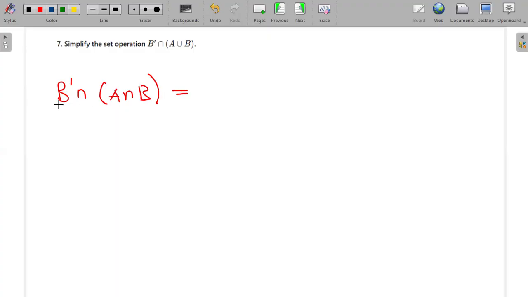So I'll say this B complement here is expanded to the A. I get B complement intersection A. And then there's this intersection in the middle. Oh, there was a union there. Why did I write intersection? There's a union in between. So I'll write the union, and then B complement intersection B. I get B complement intersection B.